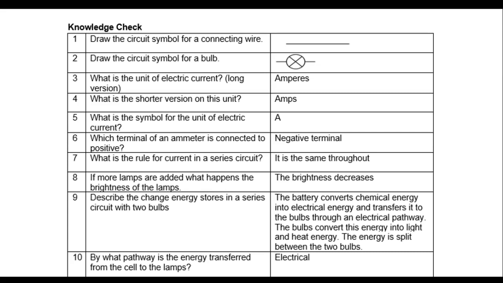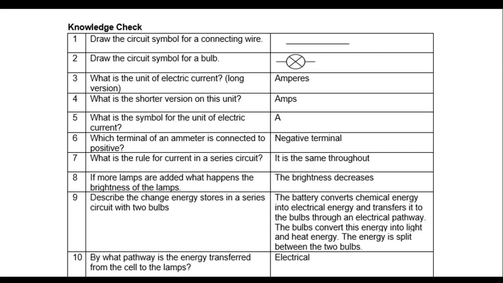Remember that current is the flow of electrons, the flow of charge. If more lamps or bulbs are added to a series circuit, then the brightness of the lamps decrease. This is not only due to the resistance, but also the charge. The energy is split between the two bulbs, so each of them get less.